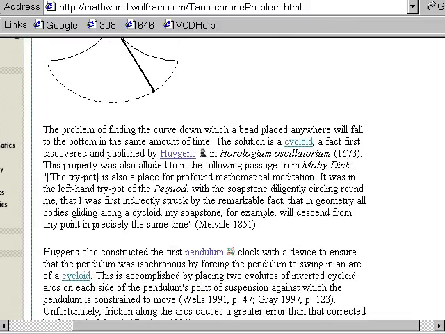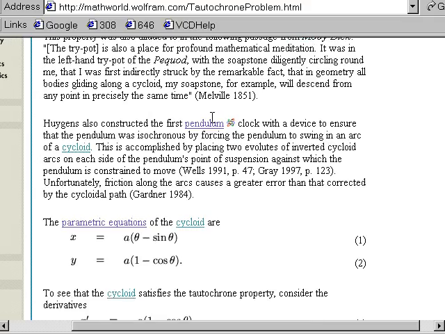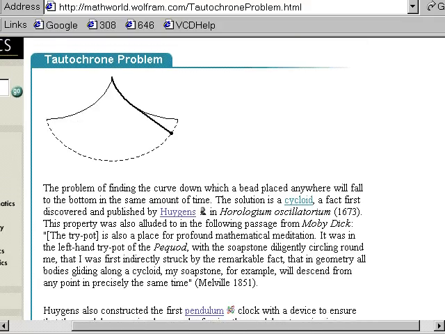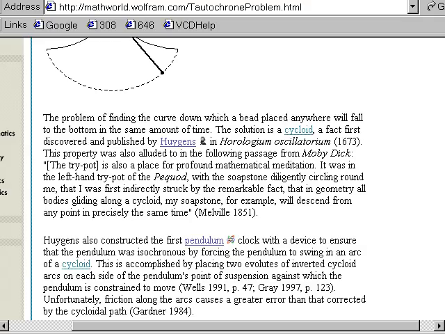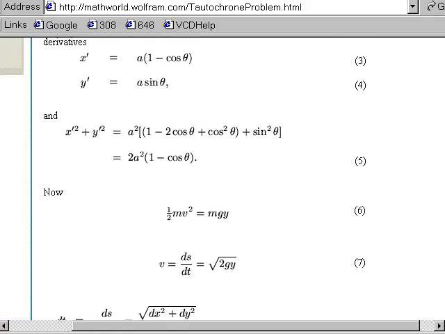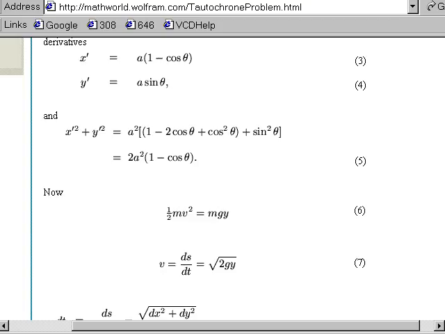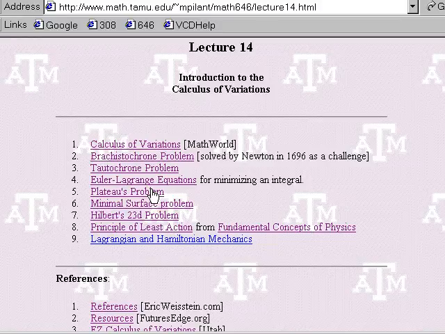Now, they actually made this into a pendulum, and here are the parametric equations. But you can formulate this as a problem of equal time, and that again gives you a problem in the calculus of variations. Now, we've already discussed the Euler-Lagrange equations.